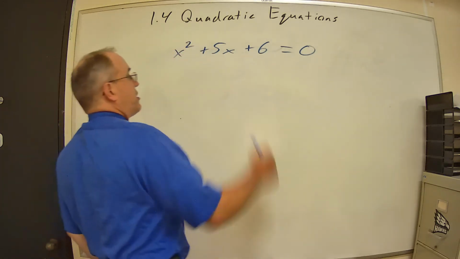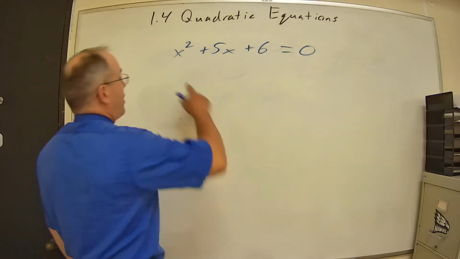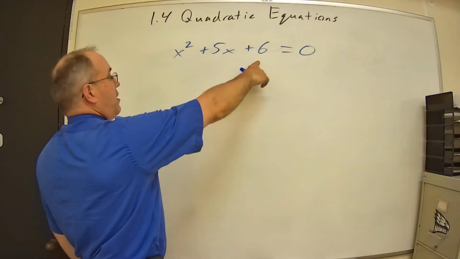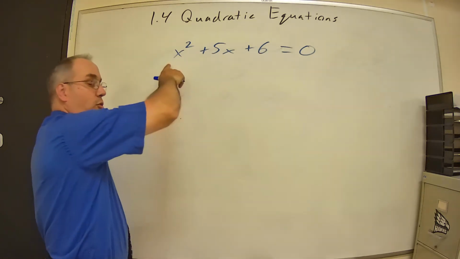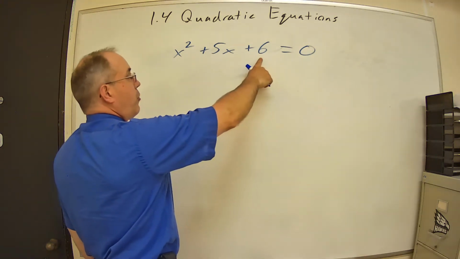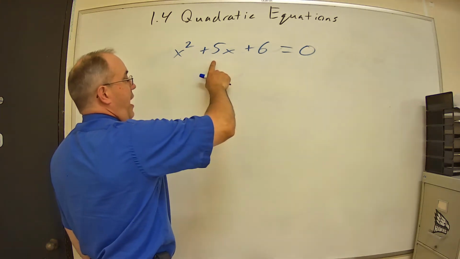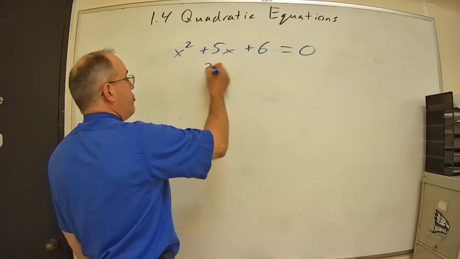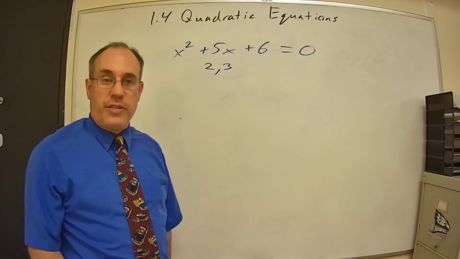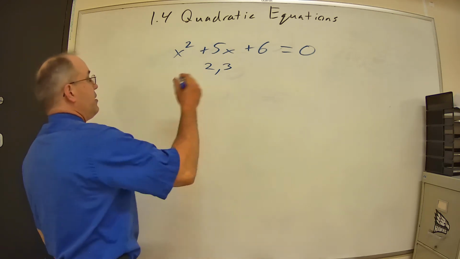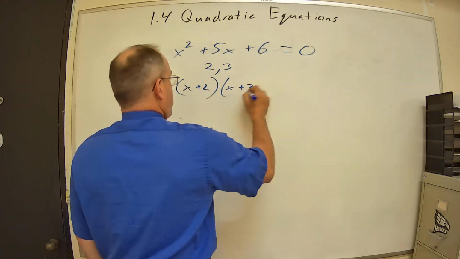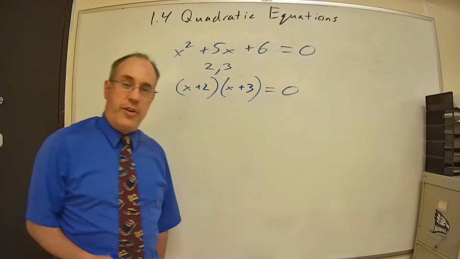So we can factor this, and remember the first thing we look at with a quadratic expression, if we're going to factor it, is, first of all, is the leading coefficient 1? If it is, then we can just say, okay, are there 2 numbers that multiply to 6 and add to 5? And those numbers are 2 and 3. 2 times 3 is 6, 2 plus 3 is 5. So then we can just say this is x plus 2 times x plus 3 is equal to 0.